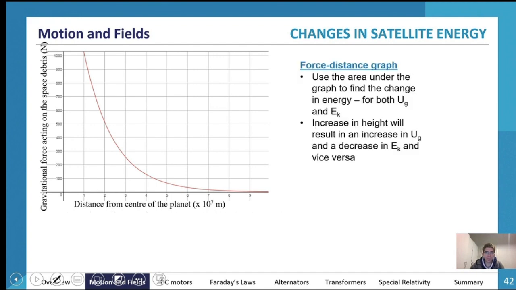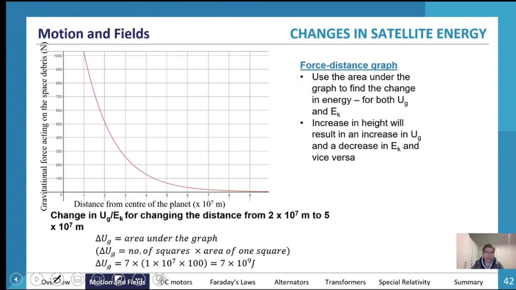So I'm not going to spend too much time on it, given that I assume you guys know how to do it, which is that the area under the graph is the number of squares multiplied by the area of one square. The change in energy in this case, for example, a satellite which now moves from a higher orbit to a lower orbit, that change in gravitational potential energy will obviously be converted into kinetic energy.